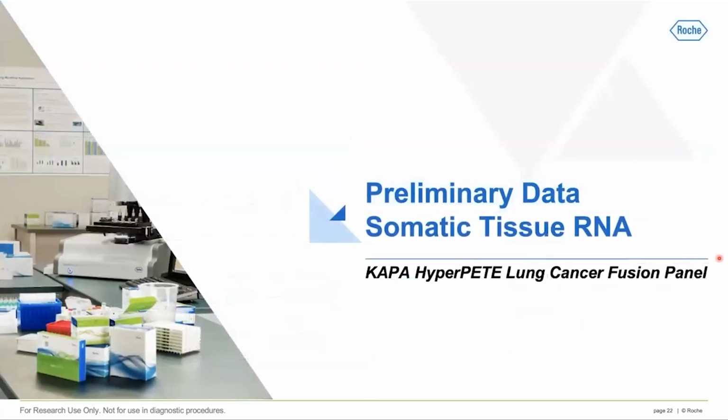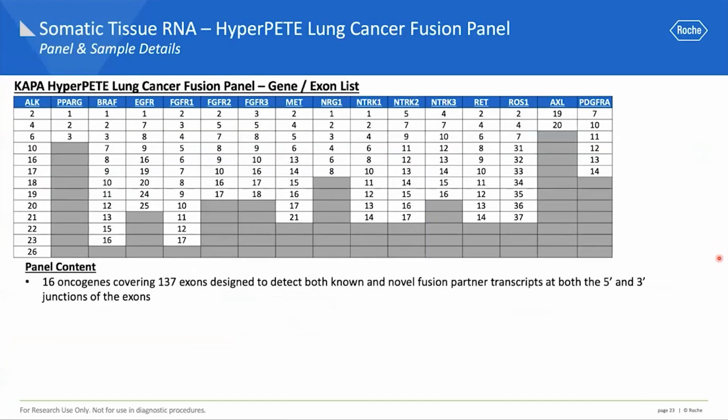And finally, I'll wrap up with preliminary data for our somatic tissue RNA. So the somatic tissue RNA workflow uses our HyperPETE lung cancer fusion panel. On the top of this table, we have all of the genes included in this lung cancer fusion panel, and below each gene, we have the exon lists included. So this panel content includes 16 oncogenes covering the 137 exons designed to detect both known and novel fusion partners at both the 5' and 3' end of these listed exon junctions.